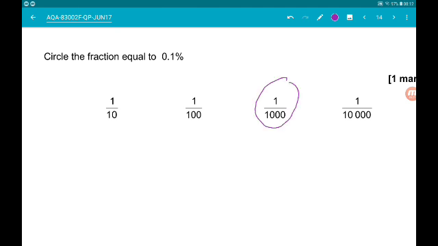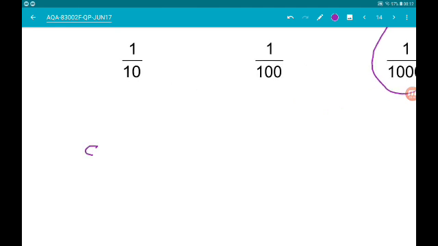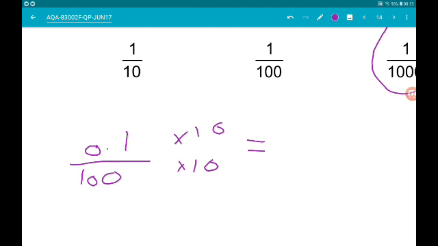Let's just have a look at doing that without a calculator. So percent means per 100. So 0.1% means 0.1 over 100. Now, to turn 0.1 into a whole number, we need to multiply it by 10. So, if we do that at the top, we do it at the bottom. 10 times 0.1 is 1. 10 times 100 is 1000. Cool.